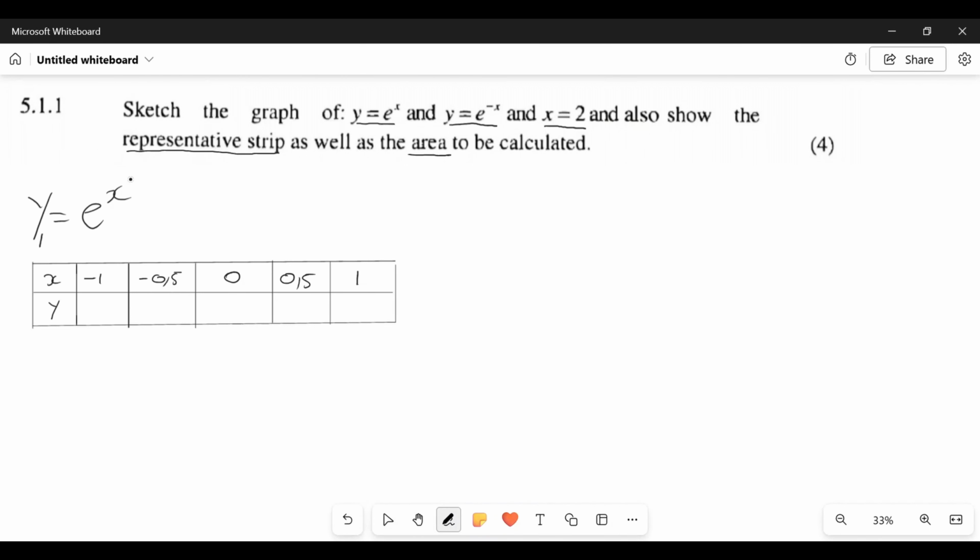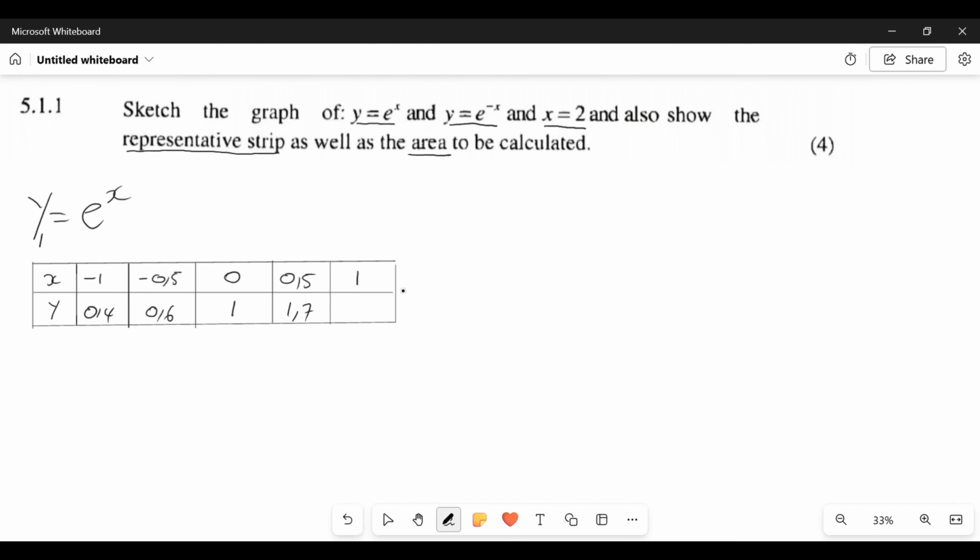All you have to do here is substitute these x values. Now we're going to need our calculator to do that. If you say e to the power of -1, this gives us 0.4 approximately. If you say e to the power of -0.5, this gives us 0.6 approximately. If you say e to the power of 0, this gives us 1. And if you say e to the power of 0.5, this gives us 1.7.